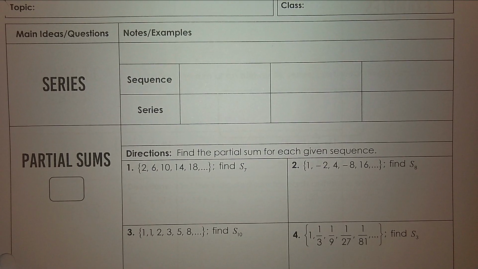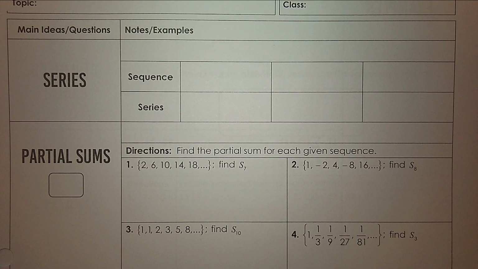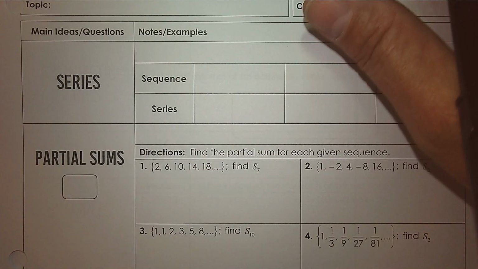So, today's lesson is on series. We're first going to talk generically about what it means when you say the word series, and then we're going to specifically look at arithmetic series. So first of all, what is a series?